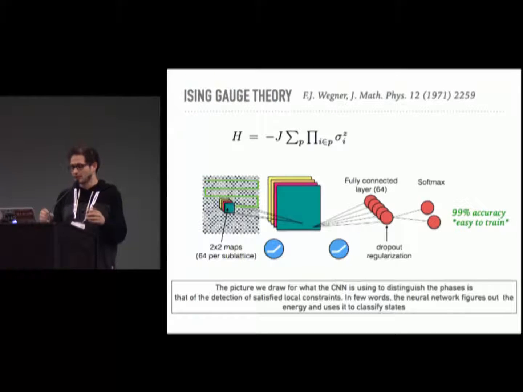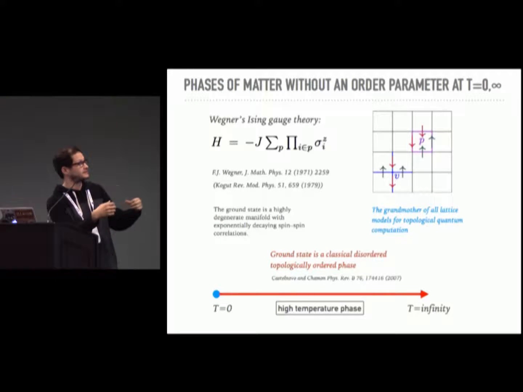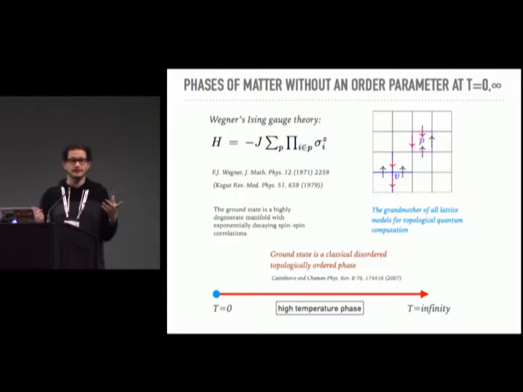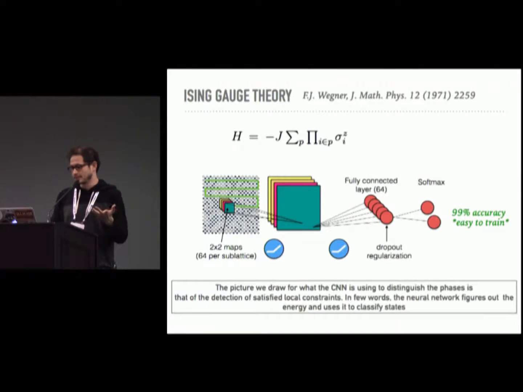The picture that we draw for what this convolutional neural network is doing is that it uses the detection of satisfied local constraints. By that I mean these products over the plaquettes. We call it satisfied when the product over the four spins is 1, because we have a minus in front. That's what we figured out the neural network is doing. It's just checking the parity of those products, and that's basically the conclusion.